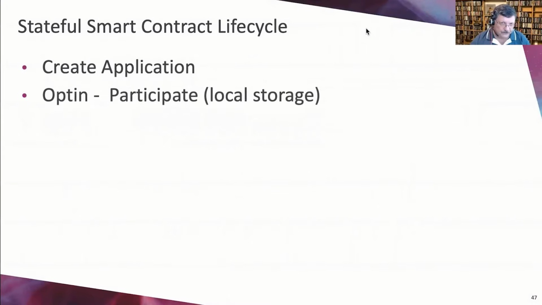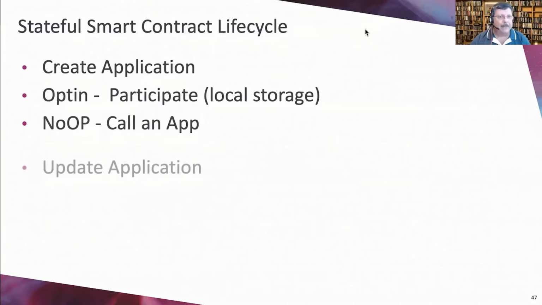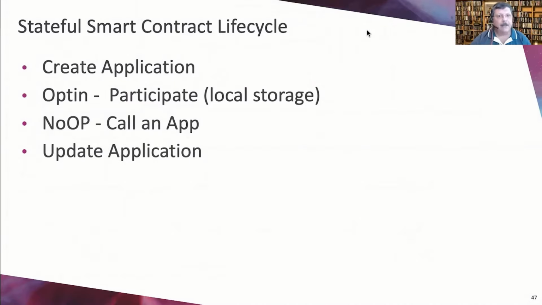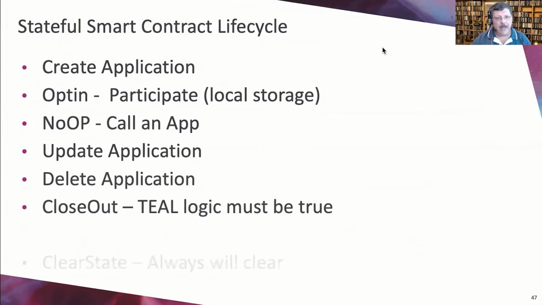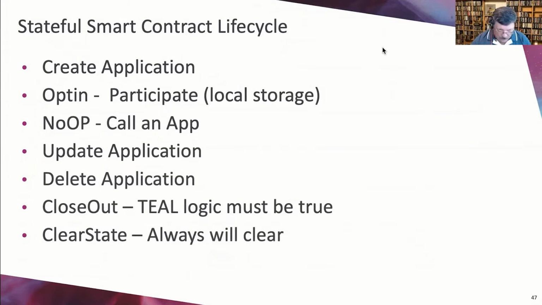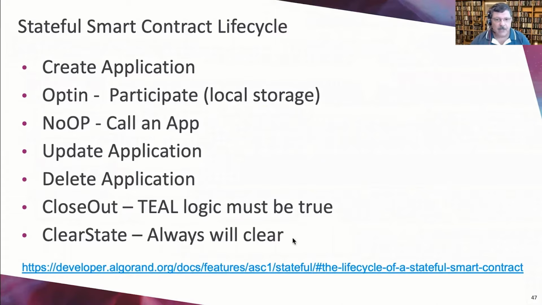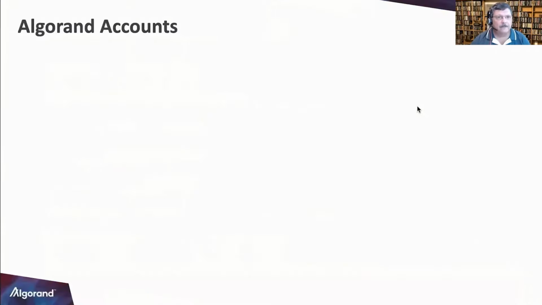And then also we got stateful smart contract life cycles: the ability to create an application, opt-in. NoOp is the same as calling the app. There's an ability to update an application. You have the ability to delete an application, close it out, as well as clear state, which will always clear. Close out will only work if the TEAL logic is true. And more information is on our developer portal with the link there.